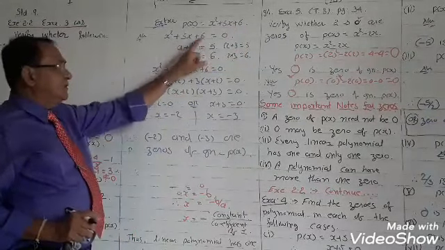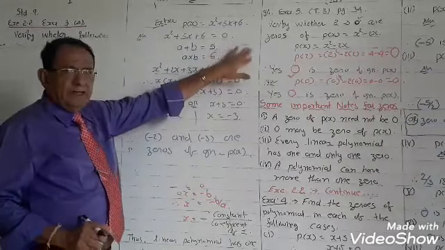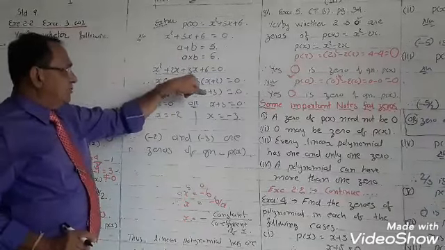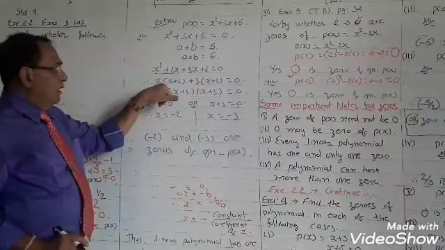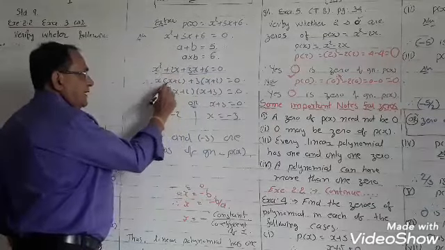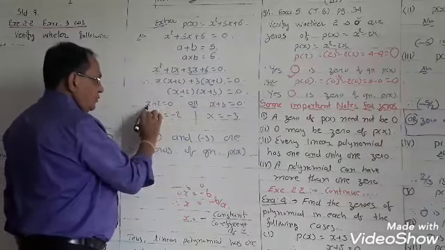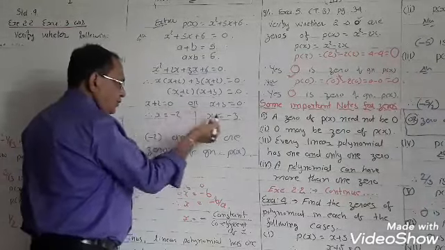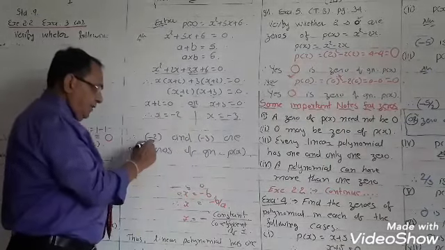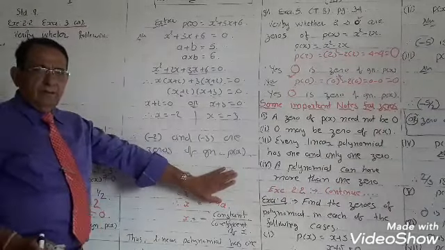x square plus 5x plus 6. 2 threes are 6, a plus b. Then we will take more examples for practicing factorization. x square plus 2x plus 3x plus 6 is equal to 0. We have taken x plus 2 common and 3 common: x plus 2 times x plus 3 is equal to 0. Compare both the factors with 0 and you will get the answer. x plus 2 is equal to 0 gives x is equal to minus 2, and x is equal to minus 3. Minus 2 and minus 3 are the zeros of the given p(x). Get it?